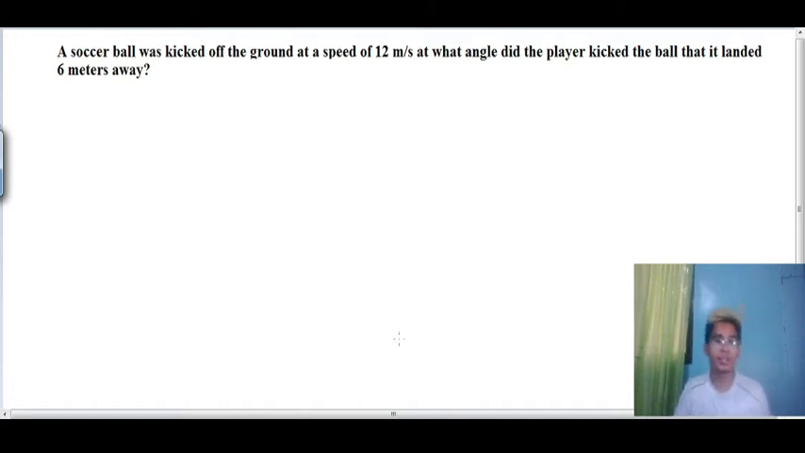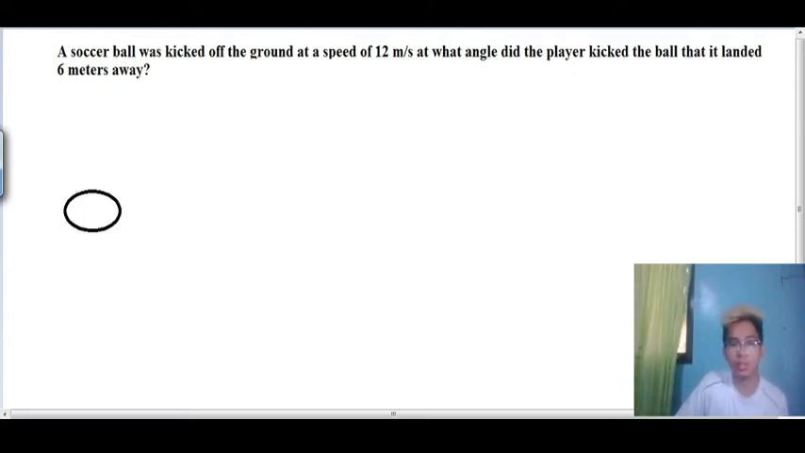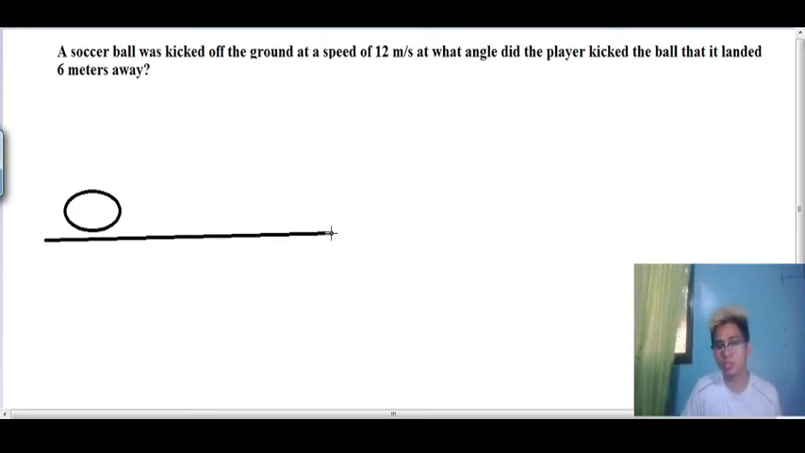So let's try another example. A soccer ball was kicked off the ground at a speed of 12 meters per second. At what angle did the player kick the ball so that it landed 6 meters away? So we are talking about the ball at the ground and kicked at a certain angle. So let me draw it first for you to understand it better.